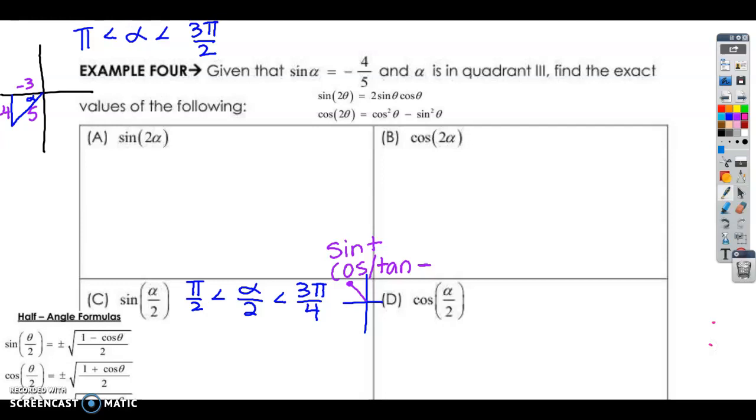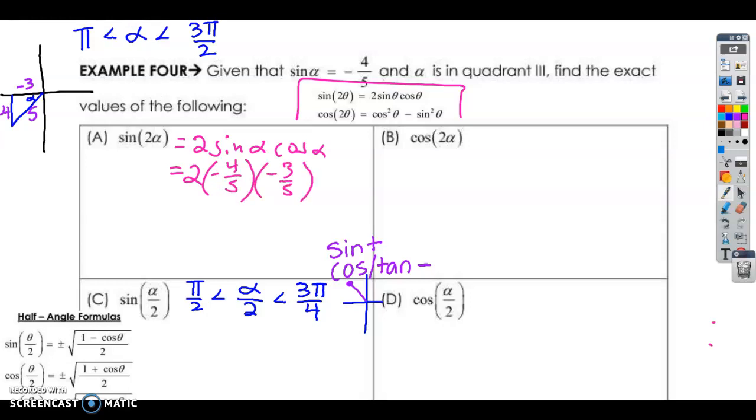So if we're asked to find sine of twice that angle, we can break out the formulas. I put the formulas right up here. They're not on your sheet, but on my screen they are. So we do 2 sine alpha cosine alpha. The sine of alpha we already know is -4/5. They gave that to us, and the cosine should be -3/5. Simplify, and we should get 24/25.